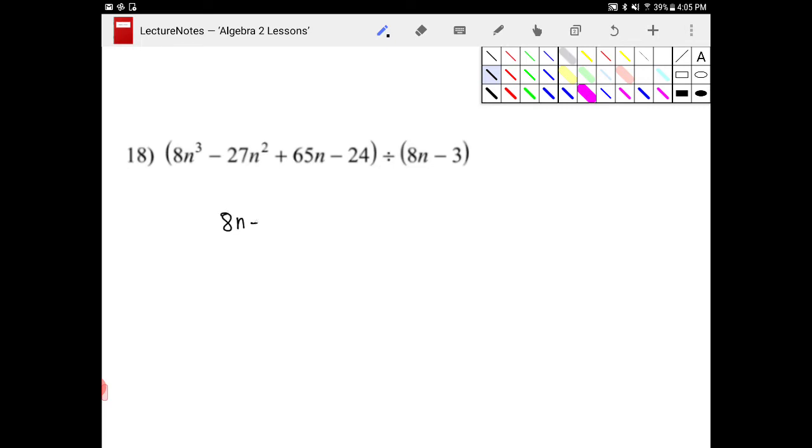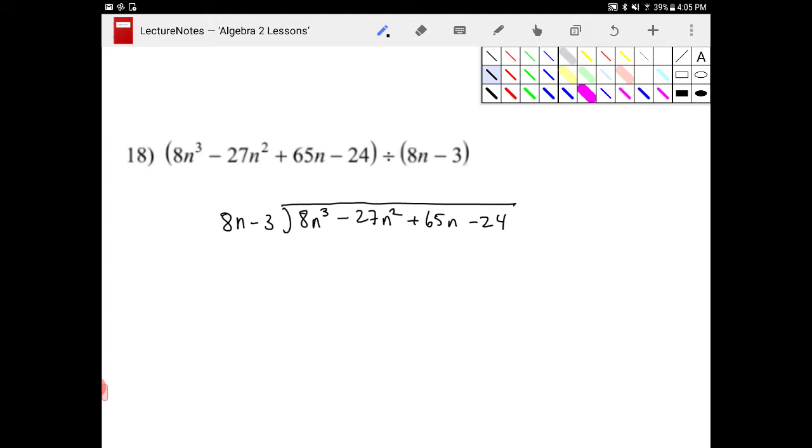So 8n minus 3 divided into 8n cubed minus 27n squared plus 65n minus 24. That's how you're supposed to say it: 8n cubed minus 27n squared plus 65n minus 24 divided by 8n minus 3.